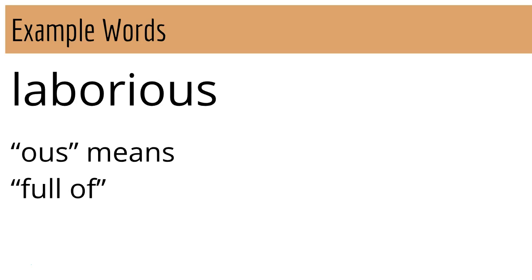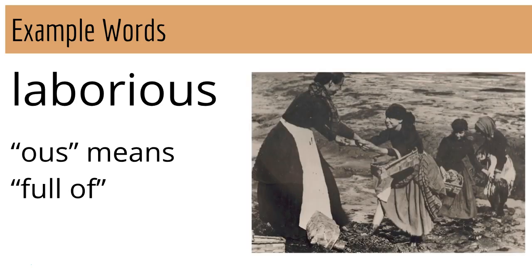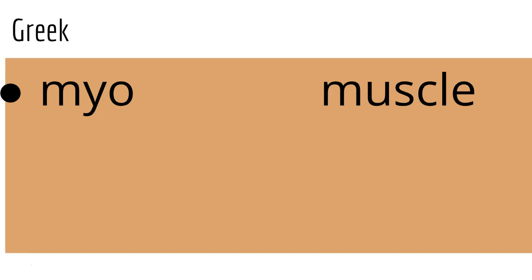So if something is laborious, it's full of work. If you're doing a laborious task, it means you're working. It's not sitting around, it's actually working. So next time you're doing something laborious, you'll know where that word comes from. Our next stem is myo.